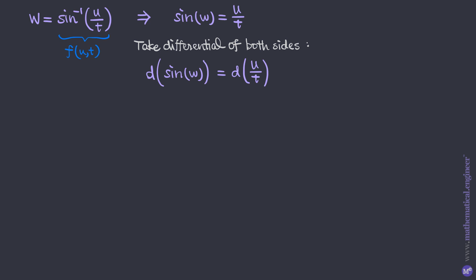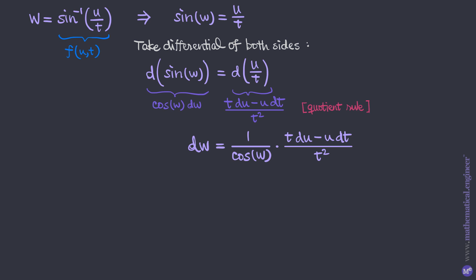Now we take the differential of both sides. The differential of sine of w is cosine of w times dw. To evaluate the differential on the right-hand side, we apply the quotient rule for differentials. Divide both sides by cosine w, and we get an expression for the total differential dw. So as you can see, what we have done so far is just like what it takes to find the derivative of the inverse sine of x using implicit differentiation.